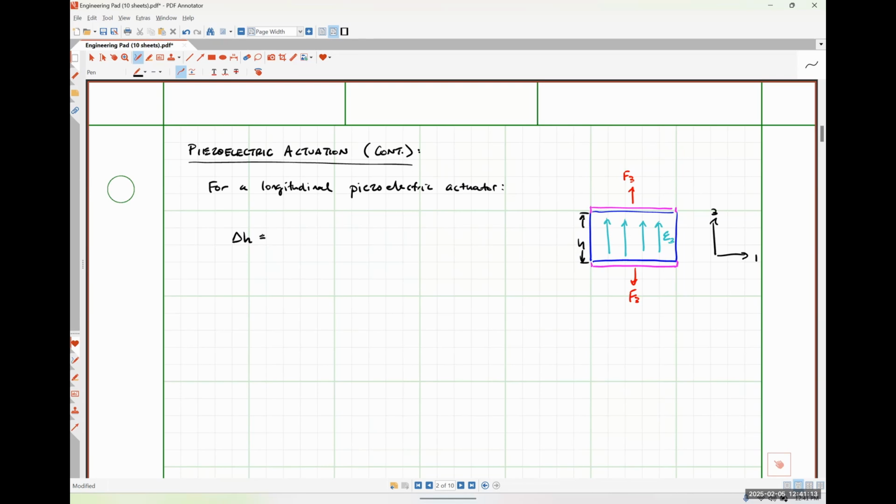Okay. And we derived an expression that effectively said that the change in height due to some applied voltage was going to be E33, so that was our piezoelectric coefficient in the 3 direction, divided by our Young's modulus. And this was multiplied by our applied voltage, meaning essentially that if we apply a positive voltage, our delta H is positive, and if we apply a negative voltage, our delta H should be negative. And that will generally be true.